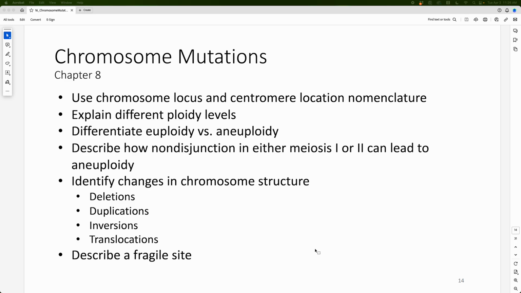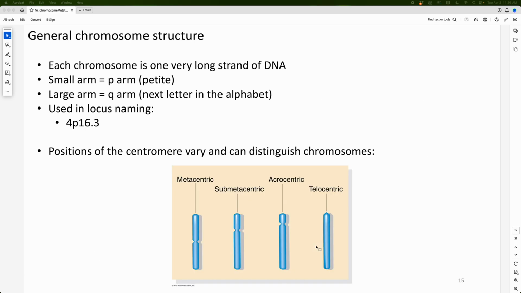All of that's fine. All right, so we're covering chromosome mutations at a very basic level. We're thinking about how chromosomes are structured and how they may contribute to genetic variation or potential diseases that we see in humans. So we're thinking about general chromosome structure.